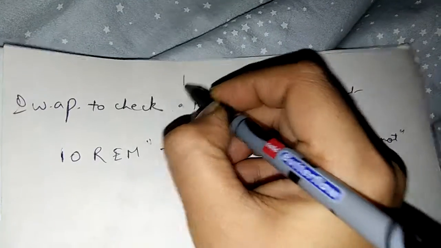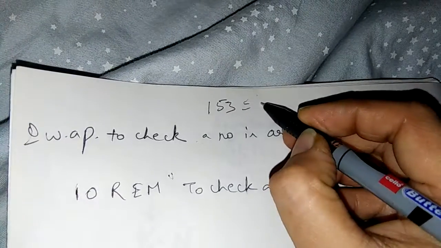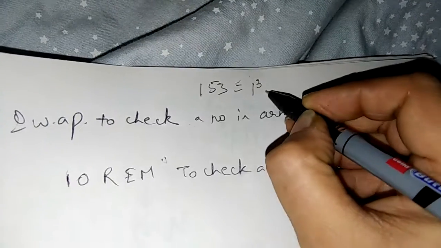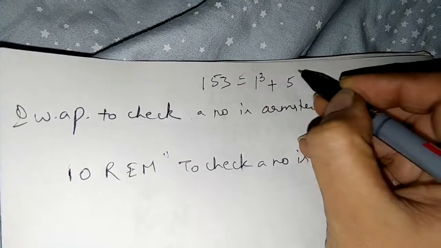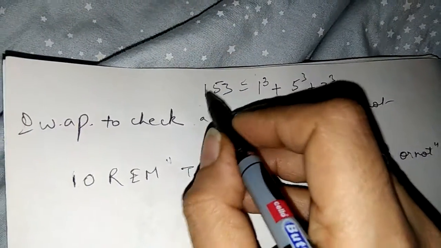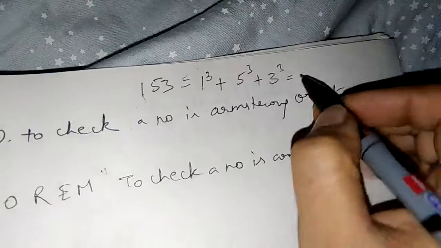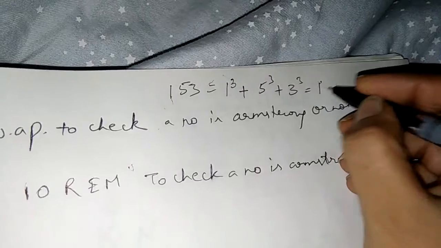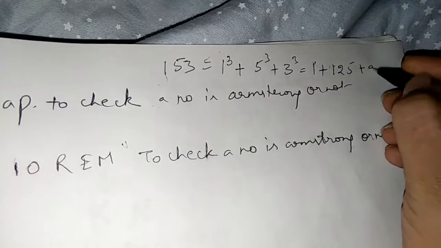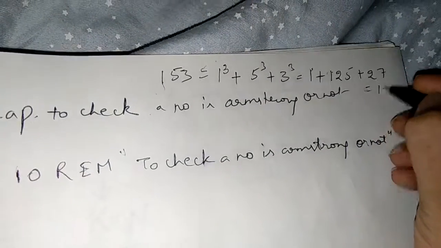Now what is an Armstrong number? I told you the concept of Armstrong number in my earlier videos. Suppose 153 is a number. The sum of the cubes of its digits should be equal to the number itself. 1 cube plus 5 cube plus 3 cube, that is, the sum of the cubes of its separate digits, should be equal to 153. 1 cube is 1, 5 cube is 125, 3 cube is 27, and this totals 153. So this number is an Armstrong number. So we have to check this concept.